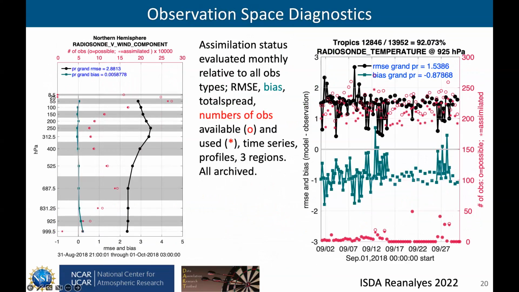We evaluated the assimilation status monthly in observation space relative to all observation types. Yes, I looked for problems in over 100,000 pictures. The example on the left summarizes the data from a whole month of radiosonde V wind component observations north of 20 degrees north. It's showing the bias, root mean square error, and numbers of observations available and assimilated.